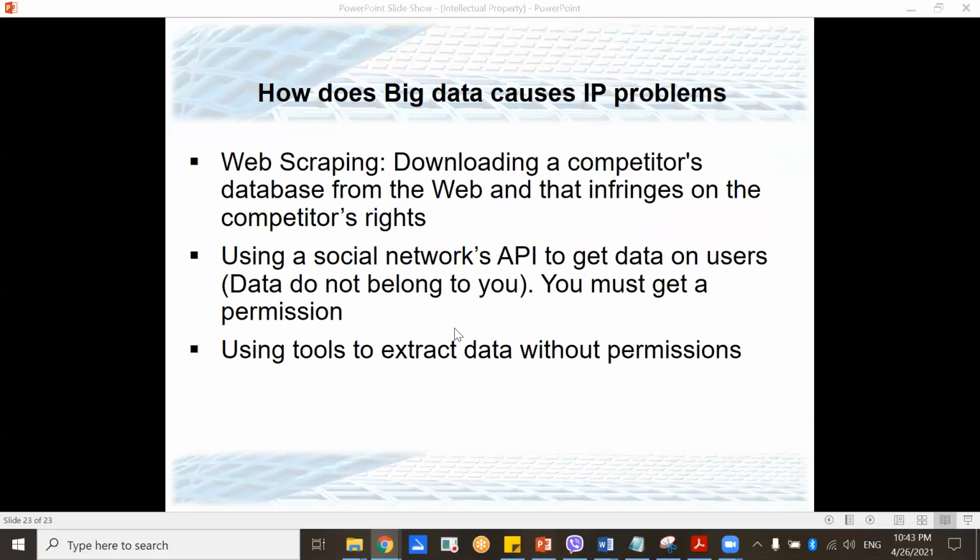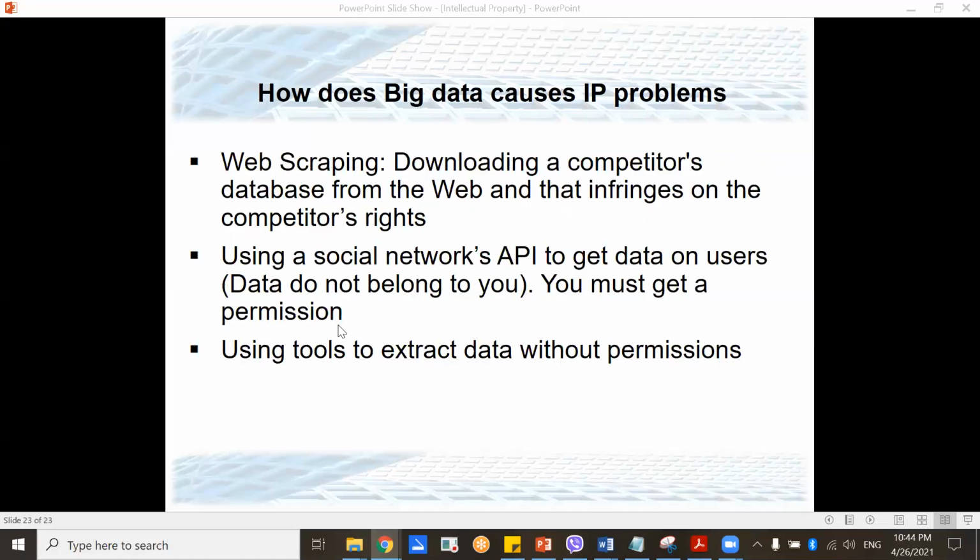How does big data cause intellectual property problems? There are examples here, like web scraping, which is downloading a competitor's database from the web, and it infringes on the competitor's rights. Using a social network's API to get data on users. The data does not belong to you. You need to get permission when doing this, and using tools to extract data without permission. There are many other examples, like data leakage and stuff like that. People save data on the cloud, and their data gets breached and so on. This happens, and what if you have an idea? So you have to keep that in mind.